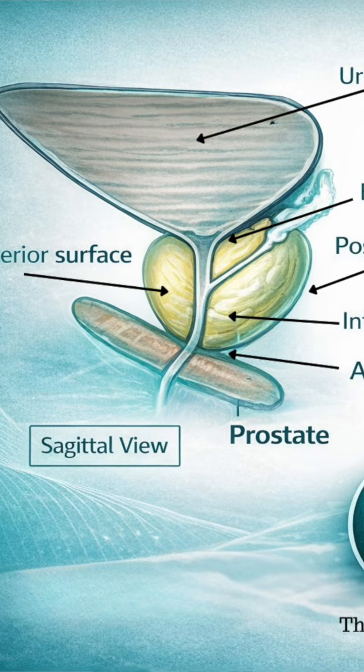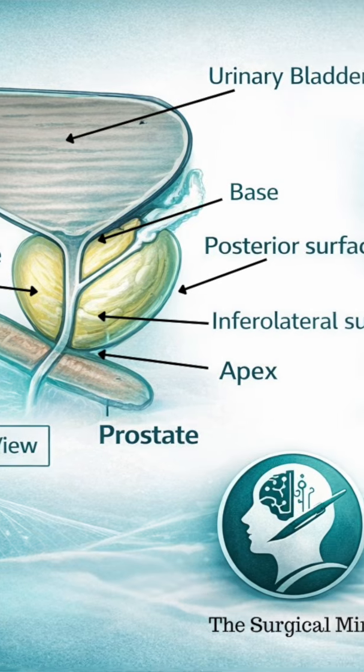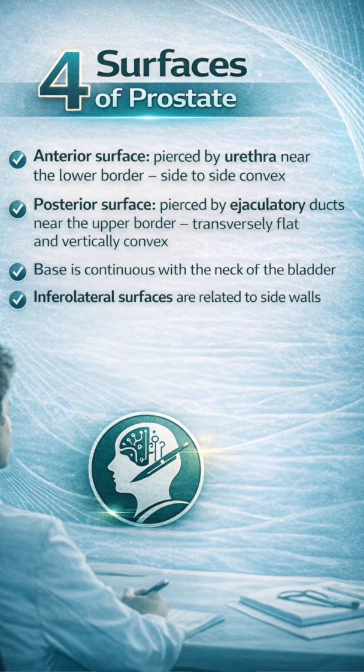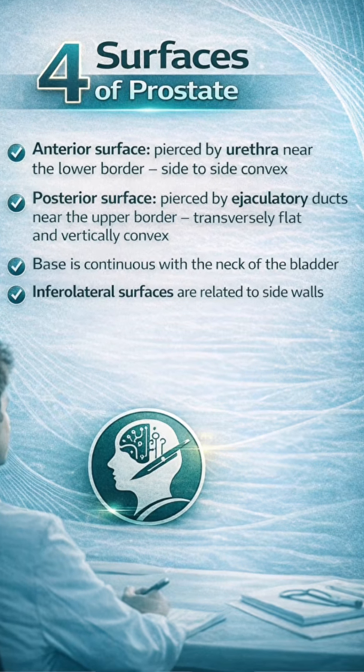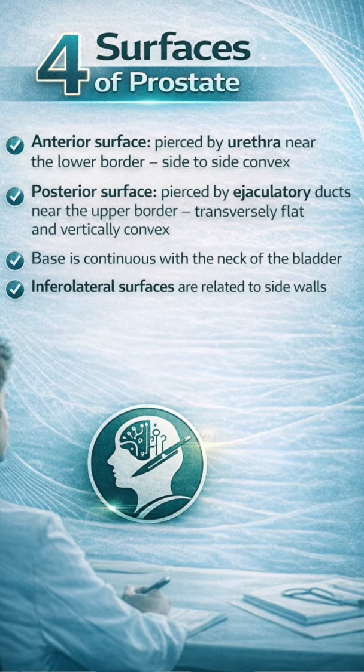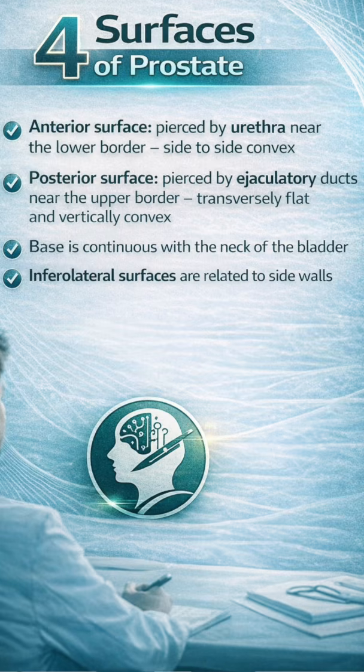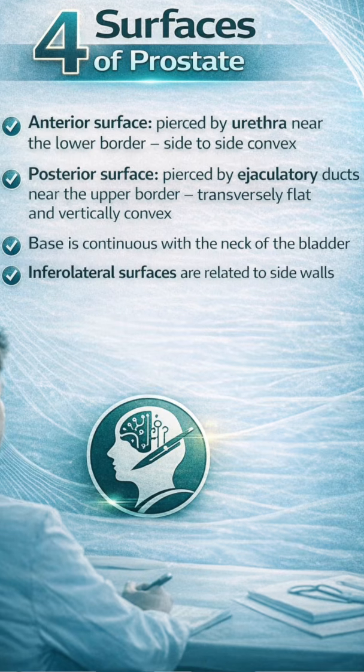The answer is 4. Anterior, posterior and 2 inferolateral surfaces. The anterior surface is pierced by the urethra in the lower border. The posterior surface is pierced by the ejaculatory duct in the upper border. The base is continuous with the neck of the urinary bladder, and the inferolateral surfaces are related to the pelvic side walls. Next Viva question.